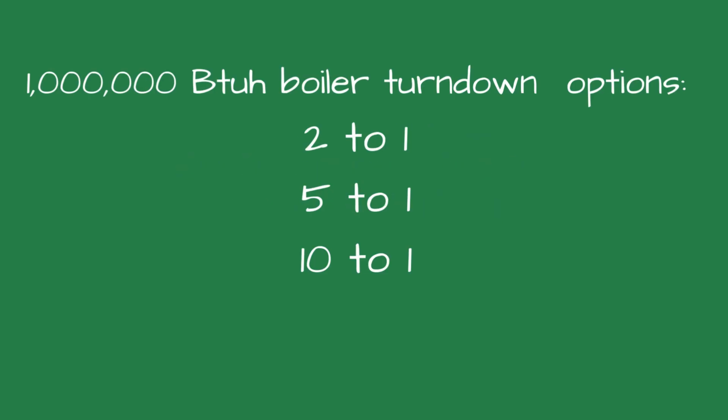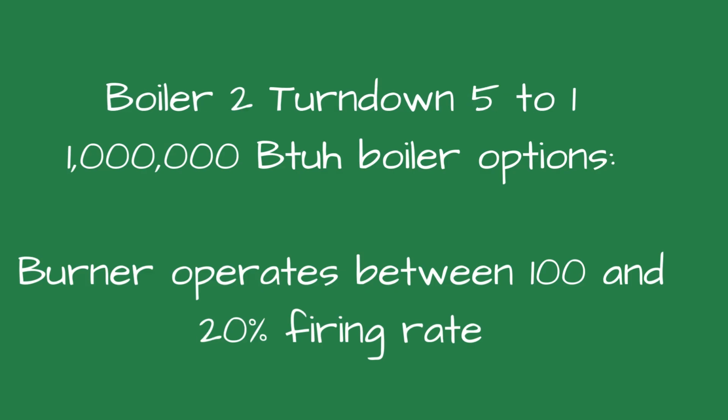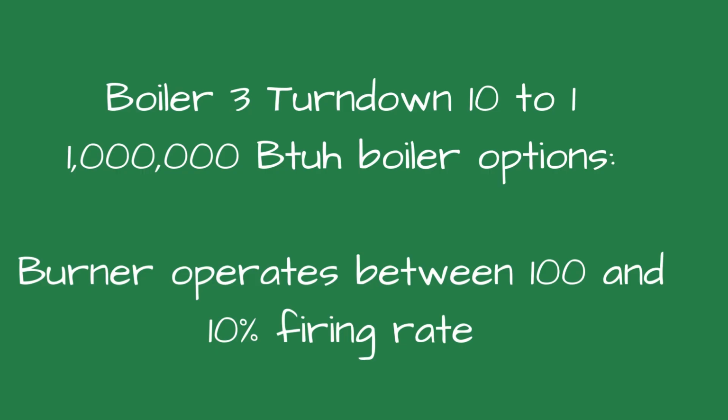Let us assume we are going to purchase a 1,000,000 BTU boiler, and the representative has 3 of the following options. Boiler 1 has a 2 to 1 turn down, Boiler 2 has a 5 to 1 turn down, and Boiler 3 has a 10 to 1 turn down. What does that mean? Boiler 1 has a 2 to 1 turn down. That means that the boiler can reduce firing rate to 500,000 BTU. Boiler 2 has a 5 to 1 turn down. It means that the burner can reduce the firing rate to 200,000 BTU. Boiler 3 with a 10 to 1 turn down means the burner can reduce the firing rate to 100,000 BTU.